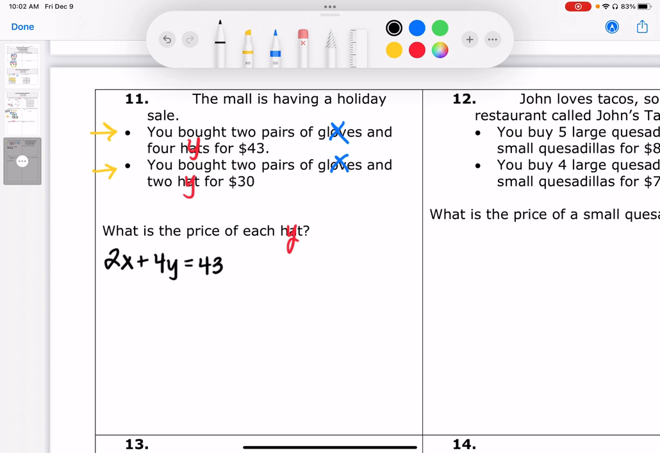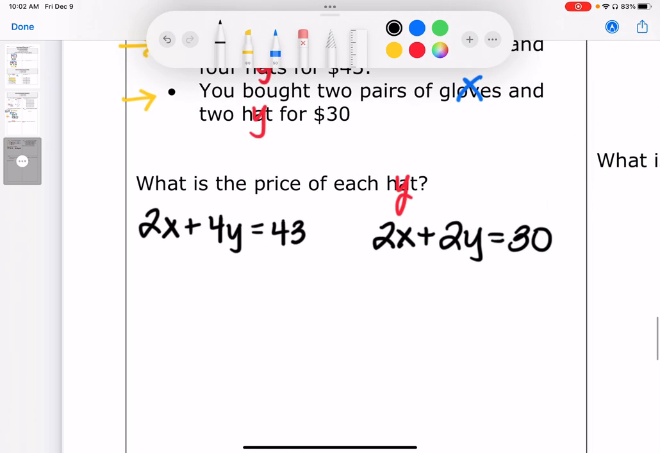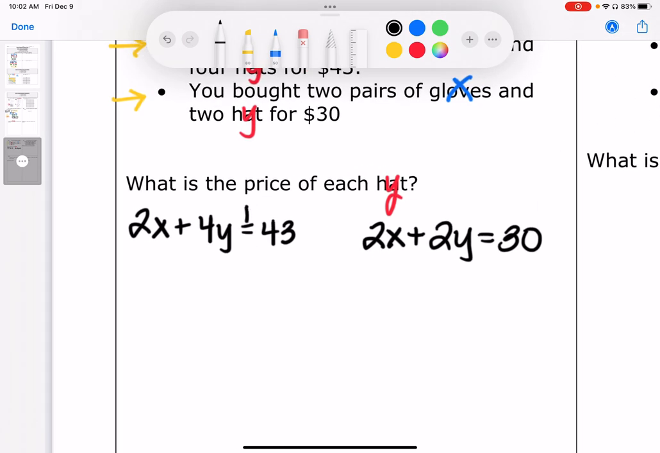Then I went back to the store, right? And I got 2 pairs of gloves and 2 hats for $30. Let's go ahead now that I've set up my 2 equations, and let's solve these.